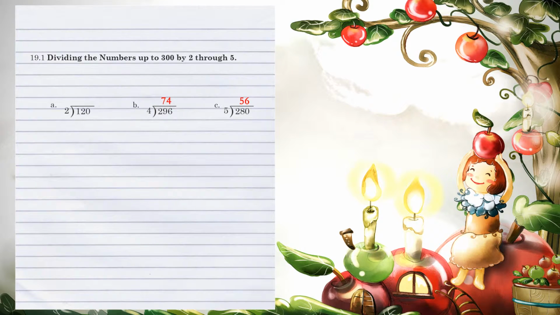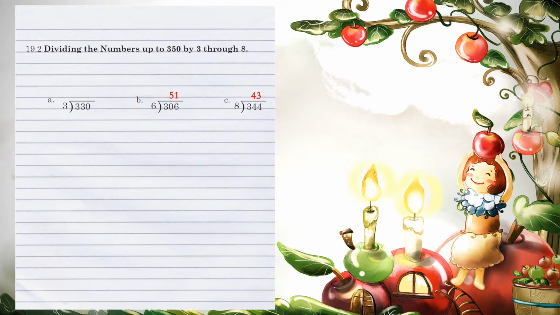2 cannot go into 1. 2 can go into 12 though 6 times, so the 6 goes above the 2. 6 times 2 is 12. When we subtract, 12 minus 12 is 0. We still need to bring down the next number, which is also a 0. 2 goes into 0 times, so we put the 0 to hold that position. 0 times 2 is 0, so we have a remainder of 0.